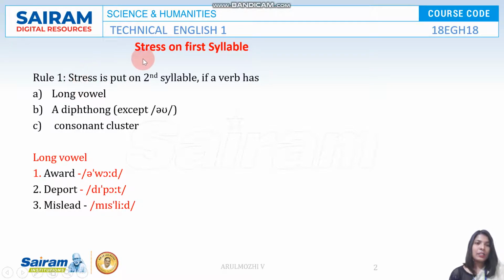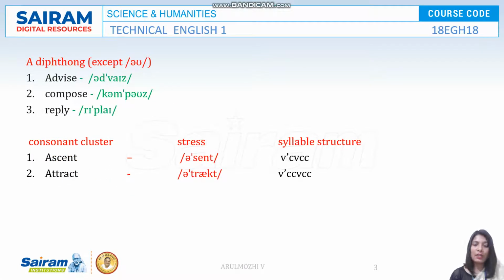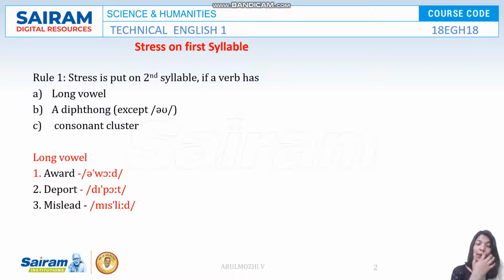Rule number one, the stress on the first syllable. Okay. Before this, we have monosyllable words. They are not stressed at all because it is only a one syllable word. So we don't stress them. But in case you want to emphasize the word, take for example, it is my pen. In my, it has two sounds. I is a single syllable word. In this word we don't stress.